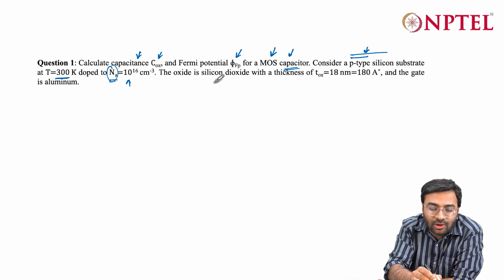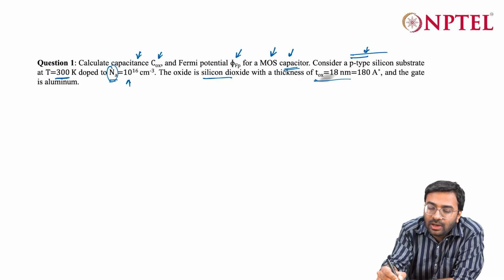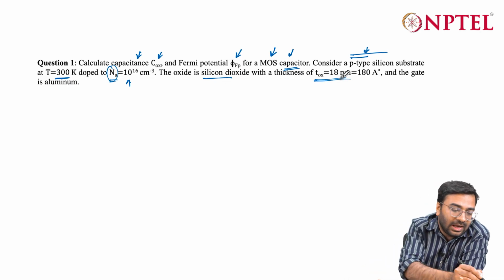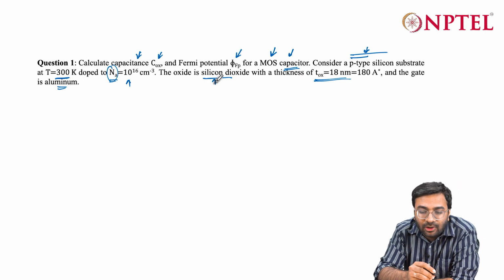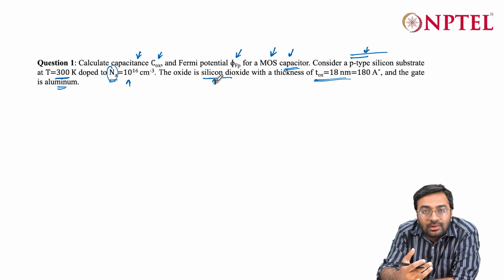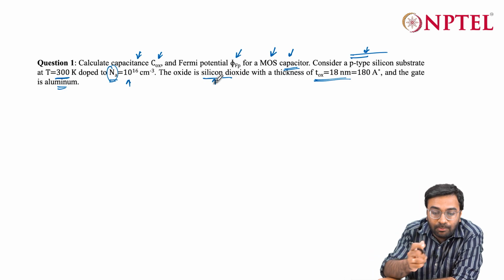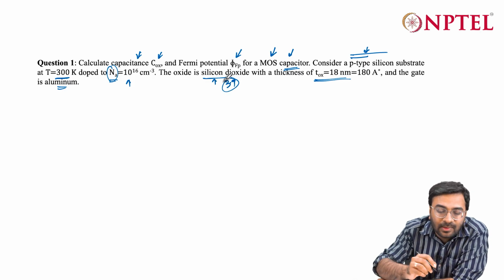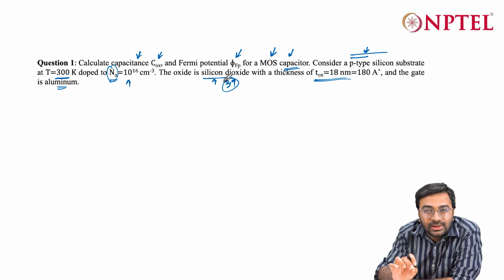The oxide is silicon dioxide. So, this also is mentioned with a thickness of Tox equal to 18 nanometer, and the gate is aluminum. Now, one more piece of information is that the oxide is silicon dioxide, and we know if we are going to calculate the capacitance, we need the value of epsilon. Now, what is the value of epsilon here? It is not given, but they have mentioned it is silicon dioxide. For silicon dioxide, the epsilon value is 3.9. This is something that we know. That is why they mentioned the name of the material, but not the value exactly.